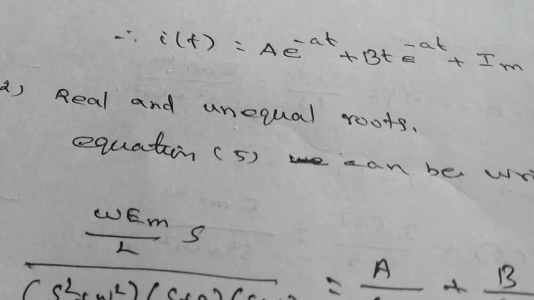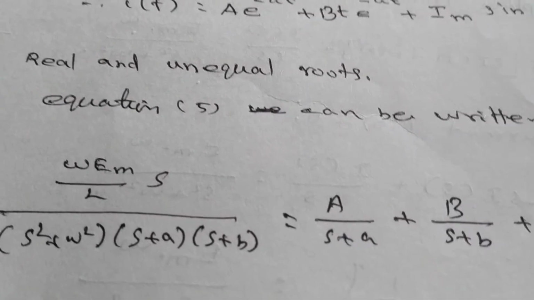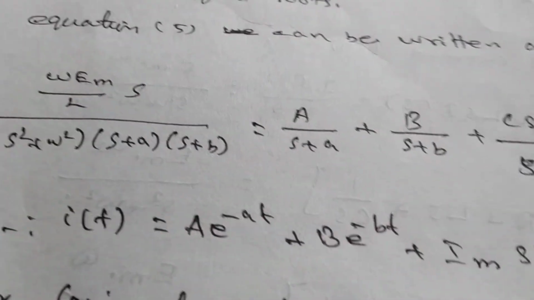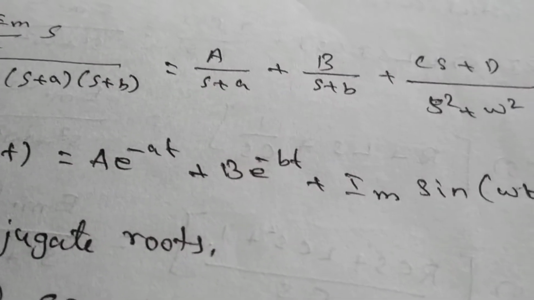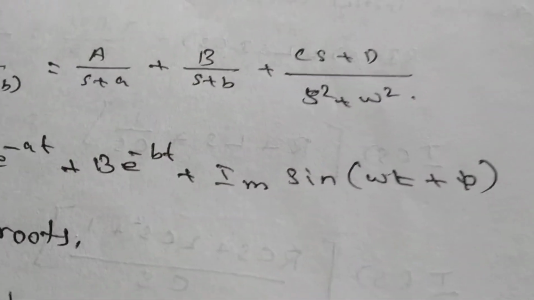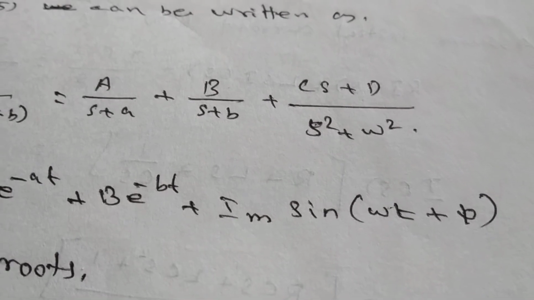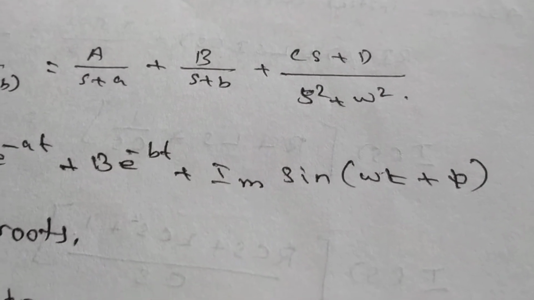Next is the second case, real and unequal roots. Equation 5 is rewritten in the same way as the first case. The current i of t is A e to the power of a t plus B e to the power of minus b t plus I m sine of omega t plus pi.